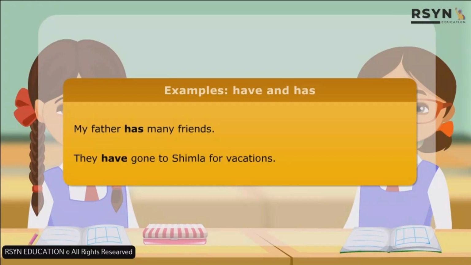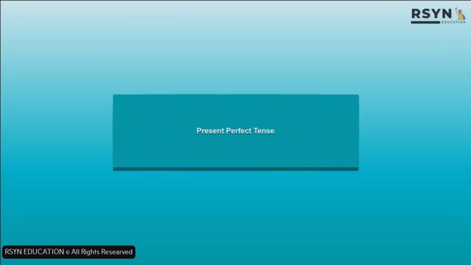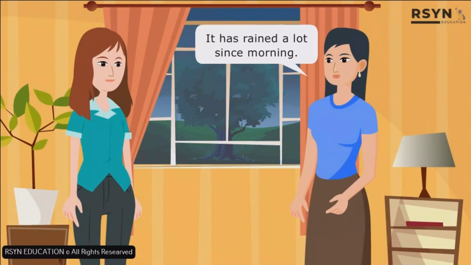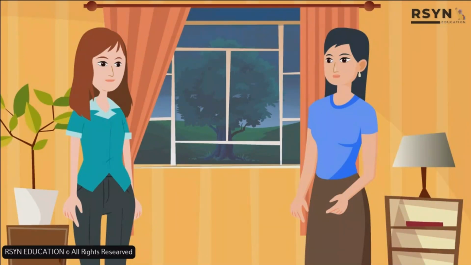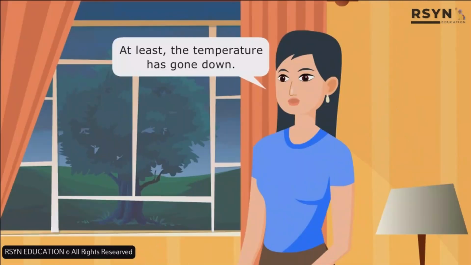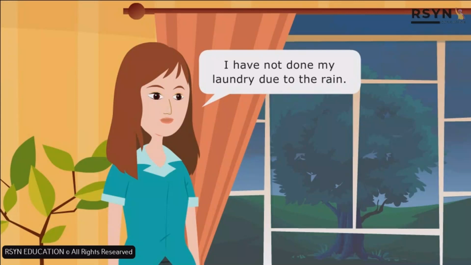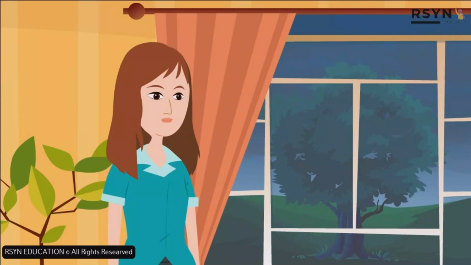Present perfect tense. It has rained a lot since morning. The roads have become so dirty. At least the temperature has gone down. I have not done my laundry due to the rain. I have decided to do it tomorrow.